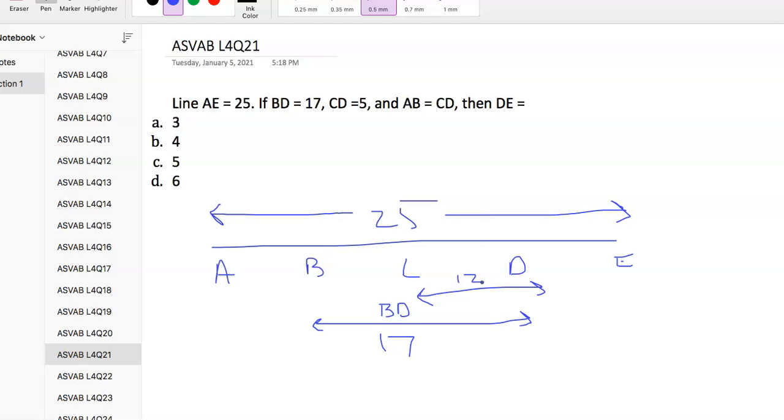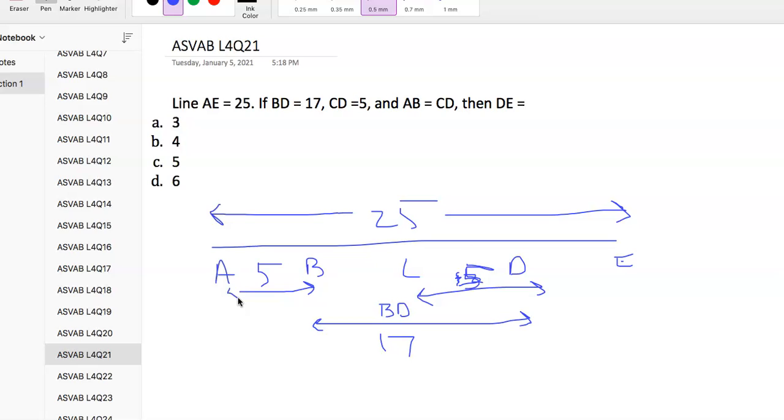Okay, and then it says AB is CD. Sorry, I did that wrong. CD is 5. Sorry, getting to the point where I can't even read anymore. Hopefully that is readable. So CD is 5, AB equals CD. So AB is also 5. And I got a lot of stuff on the screen now. And then they want to know how much is DE.